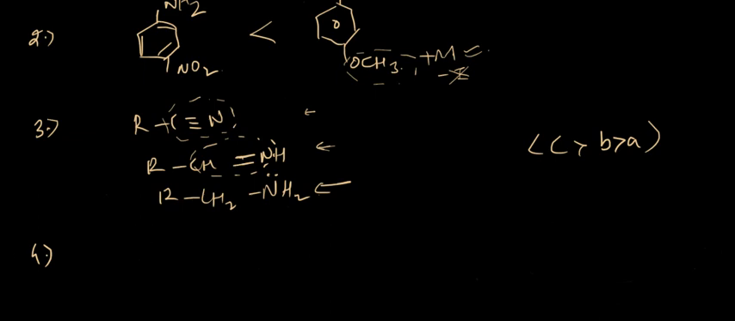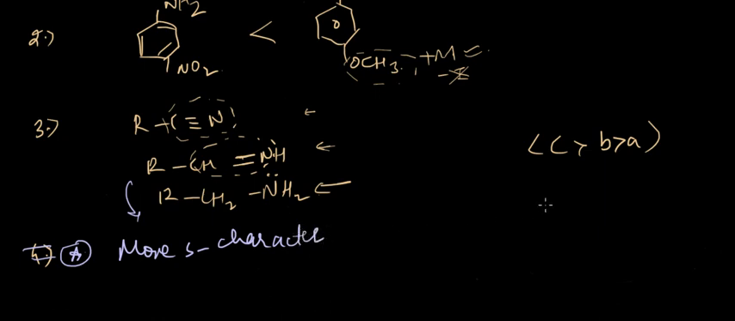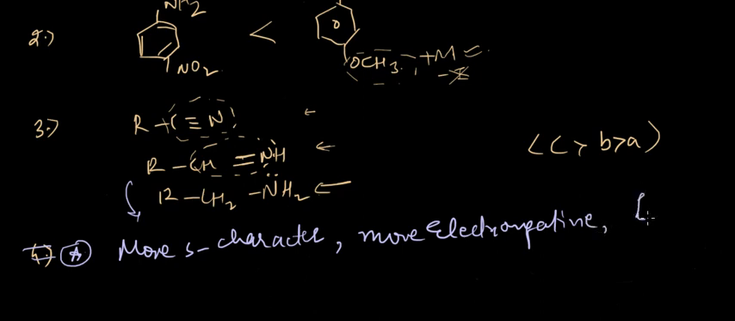Before that, let me just write a rule of thumb that more S character, more electronegative, less basic, because of this thing. More S character. Why do I always say that more S character? Because when there is a more S character, then actually the electrons are nearer to the nucleus, and if they are nearer to the nucleus, they are less believers in actually donating their electron pairs to some other compound or molecule. Hence, if they are having more S character, they are more closely bound to the nucleus or to the atom, right? So more S character, more electronegative, and less basic.